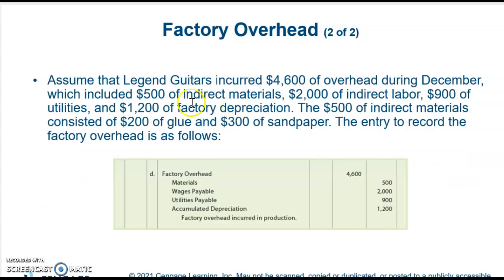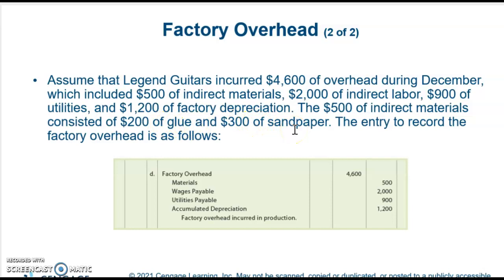So here it says Assemblage and Guitars incurred $4,600 of overhead during the year. $500 was indirect materials, $2,000 was indirect labor, $900 of utilities, and $1,200 of factory depreciation. The $500 of indirect materials consisted of $200 of glue and $300 of sandpaper.